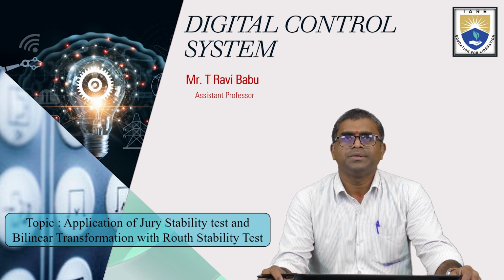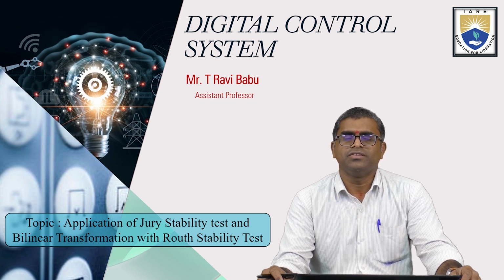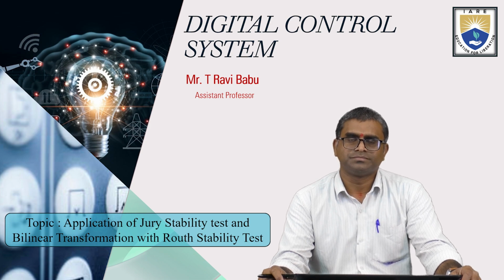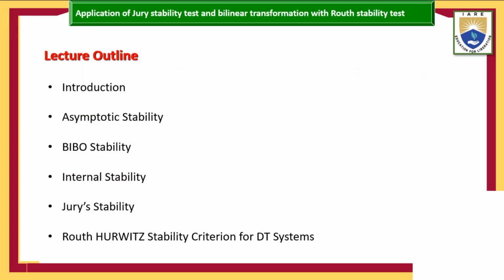Today my topic is applications of the Jury stability test and bilinear transformation with the Routh stability test. Yesterday, in previous sections, we saw the introduction, asymptotic stability, BIBO stability, internal stability, Jury stability, and Routh-Hurwitz stability criteria. Now I am going to move into applications.